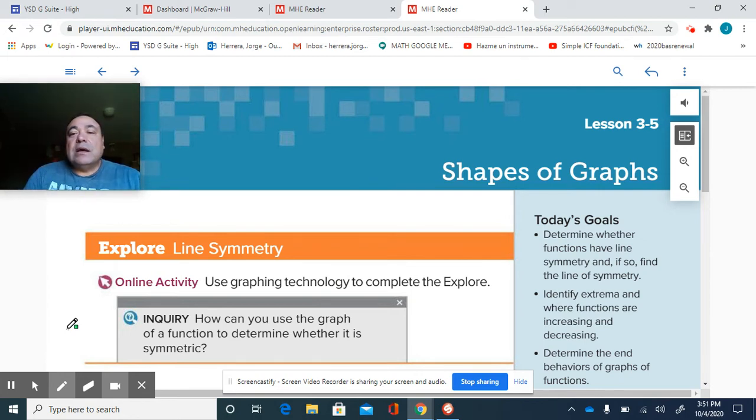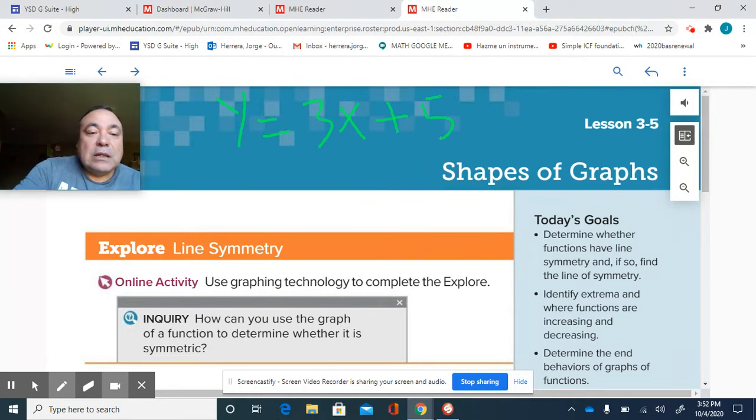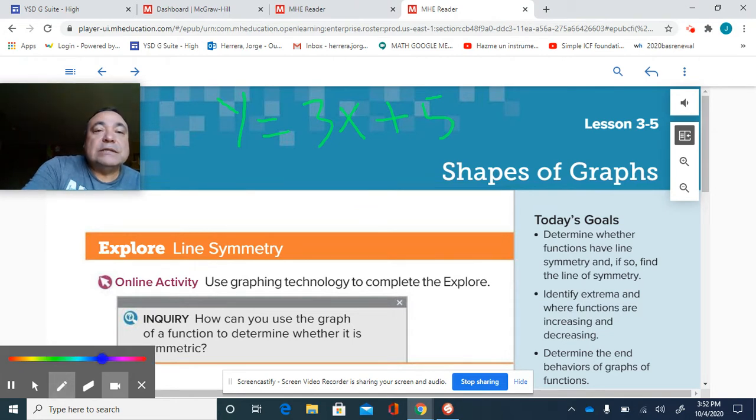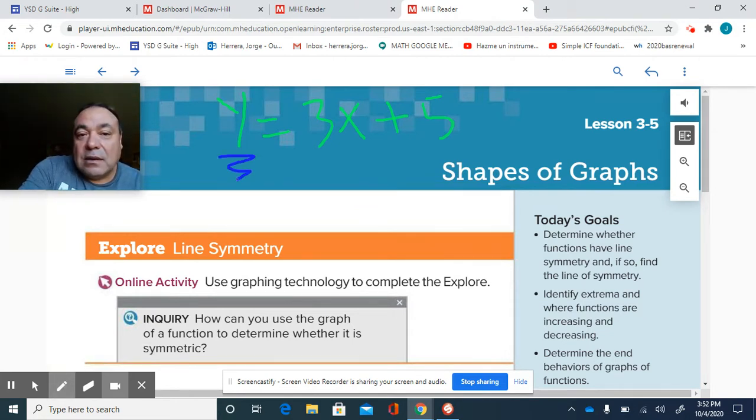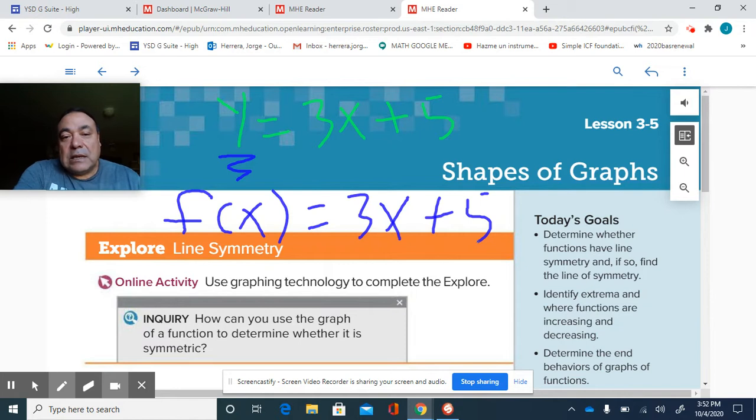So let's start with the line of symmetry. Before we do that, guys, we need to understand, just to review, that if you have something like y equals 3x plus 5, just a regular function, that's a linear function right there. The thing that I want to emphasize is the place of the y. We're going to be using something like f of x instead of y, and we have f of x equals 3x plus 5. Well, they're both the same. They're both equal to each other.